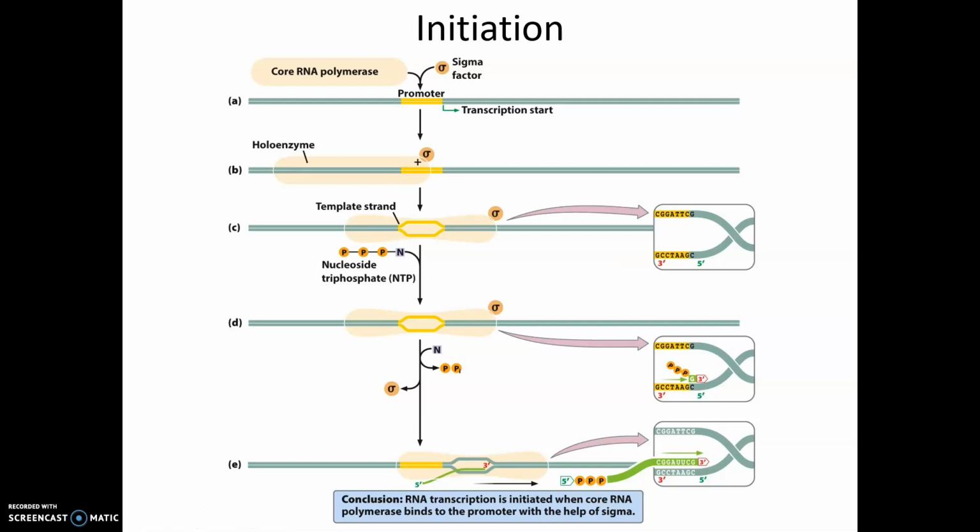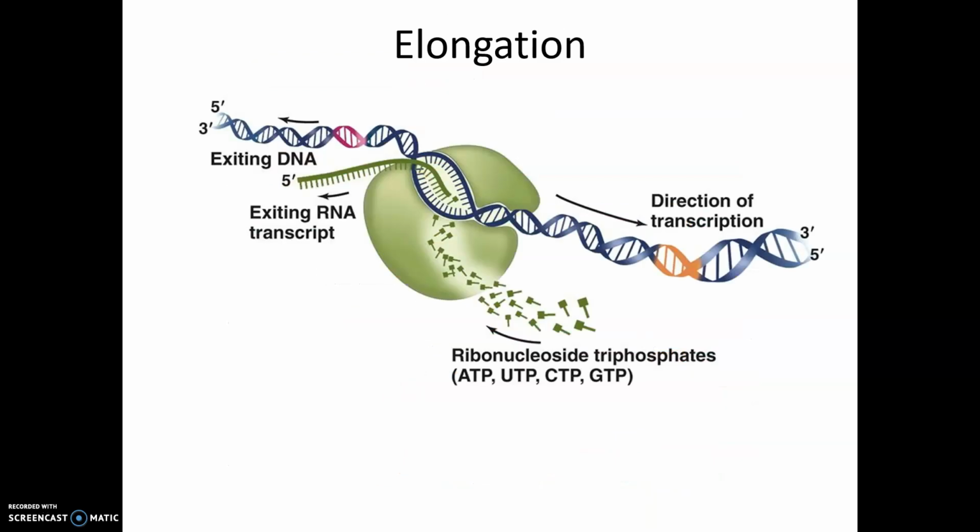So core polymerase and sigma bind together and bind to the promoter sequence. Open up the DNA, insert a couple nucleotides, sigma comes off. That's the end of initiation. Next we enter elongation, where our RNA polymerase just goes along, reading the DNA template, creating the RNA strand until it reaches the termination site.